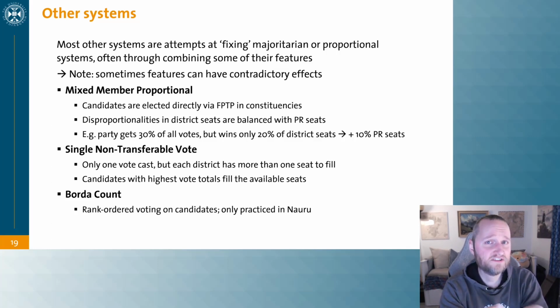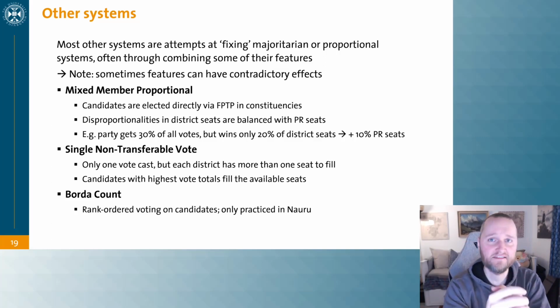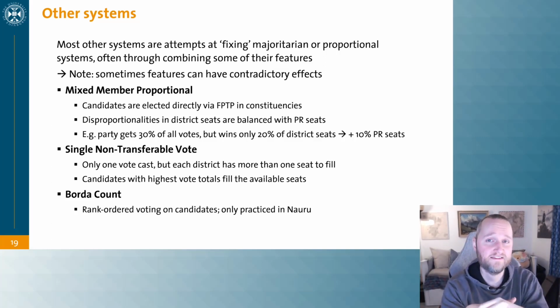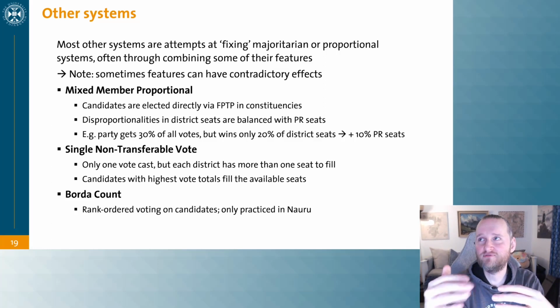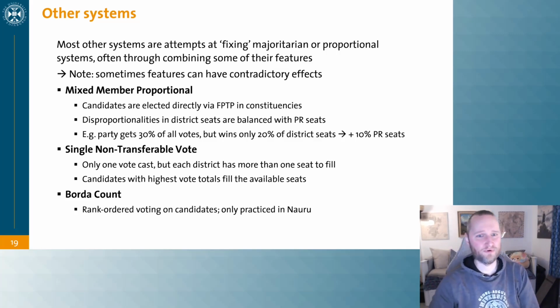There's also a couple of other ways to address certain drawbacks, such as a single non-transferable vote, for example. So you can only cast one vote, but a district has more than one seat to fill. This is the Singaporean system, of course. And you could then have multiple candidates filling the multiple seats in that district, rather than just the winner taking it all and just the winner taking the one seat that is up for grabs. The Borda count system is an interesting one because it relates to the way in which voter preferences are aggregated, and we'll talk about this in greater detail when we talk about Nauru.